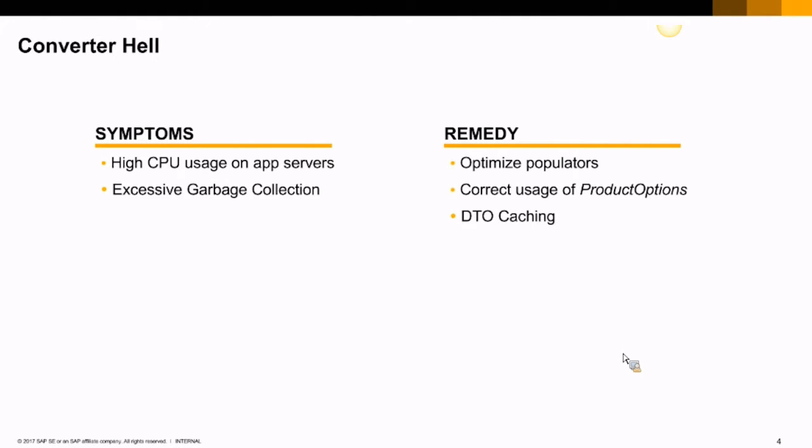Last but not least, I will go back to this topic a little bit later when we speak about caching: caching of DTOs, so basically the objects that are generated by the populators and converters and that you want to expose to your customers. The caching of these DTOs provides massive performance improvement.